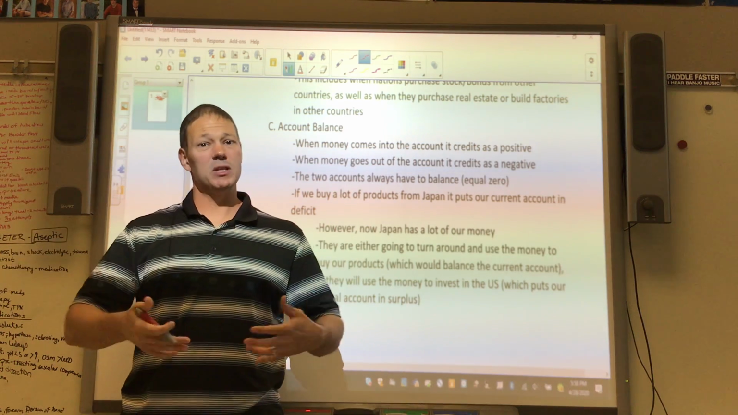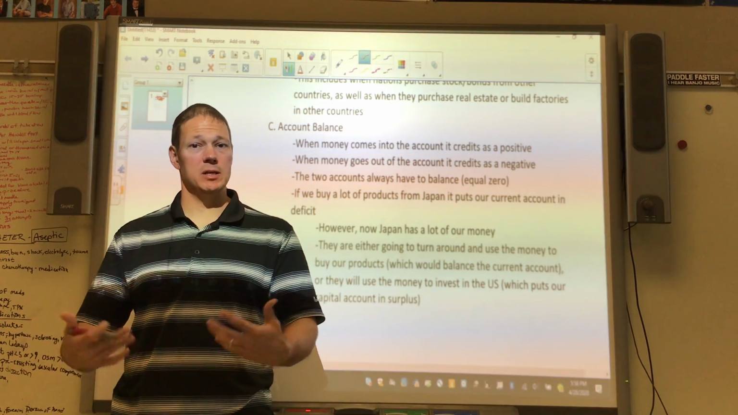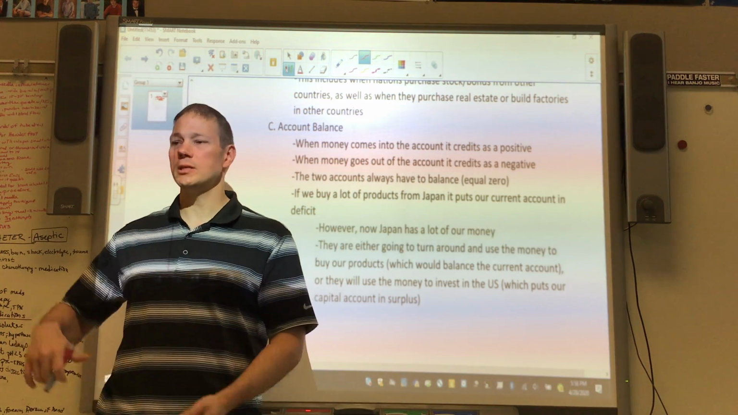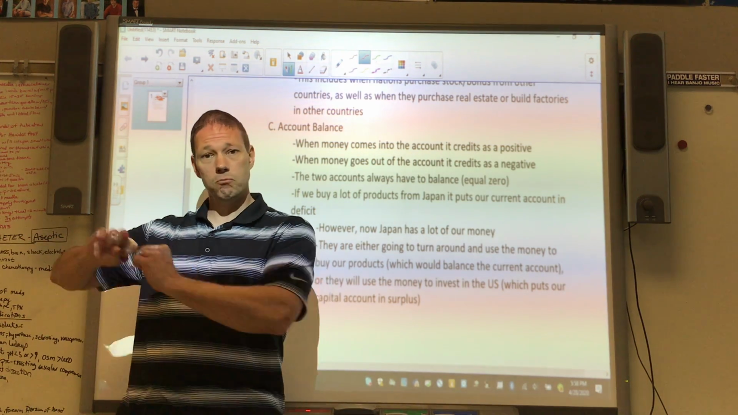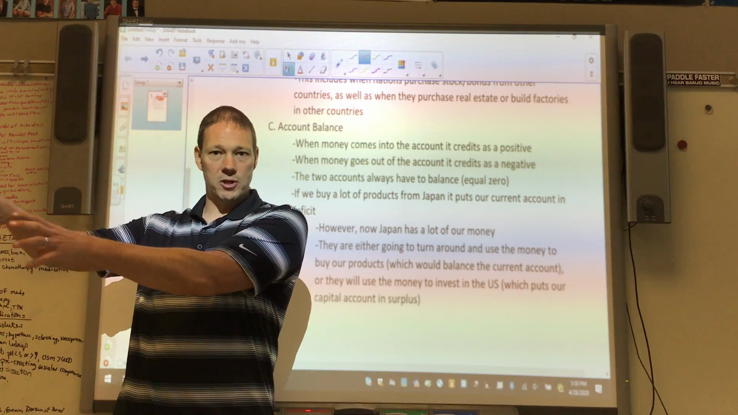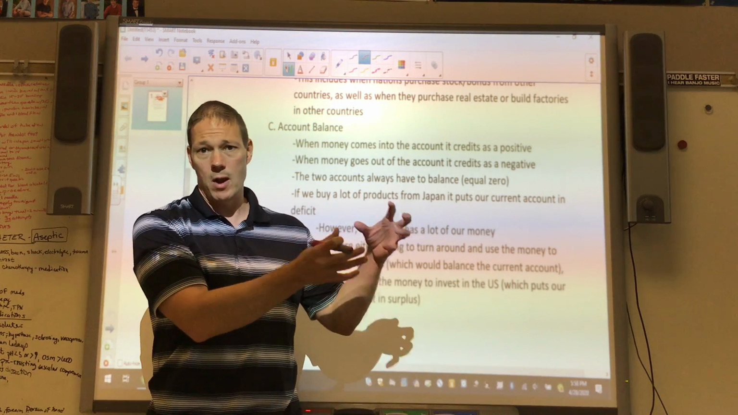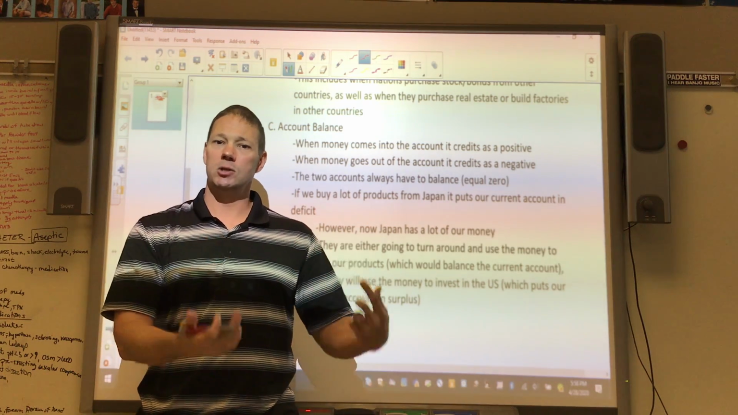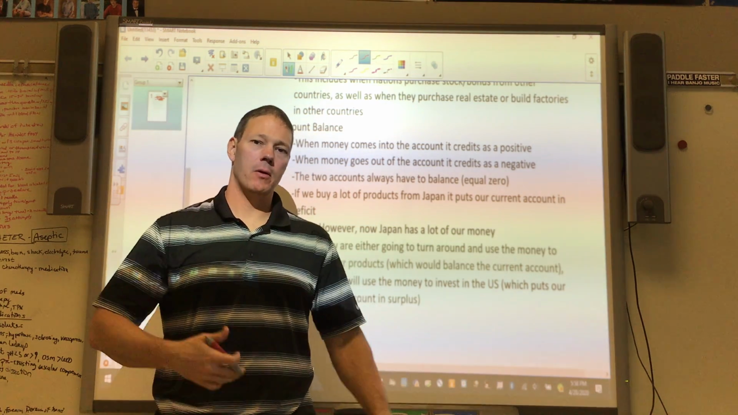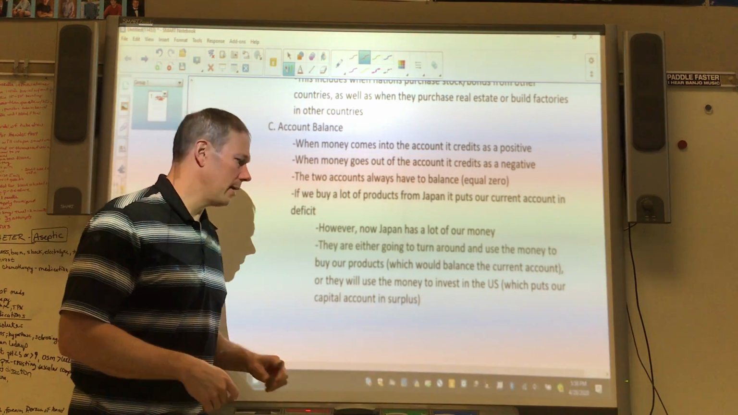So the government spent a lot of money. They had to borrow a lot of money to spend a lot of money to deal with the crisis. And so where do they get that money from? Well, a lot of it came from China. We had sent money over to them to buy their stuff. They turned right around and bought our bonds, bought our government debt, in other words, and that makes our capital account positive. So the current account is negative, the capital account is positive.